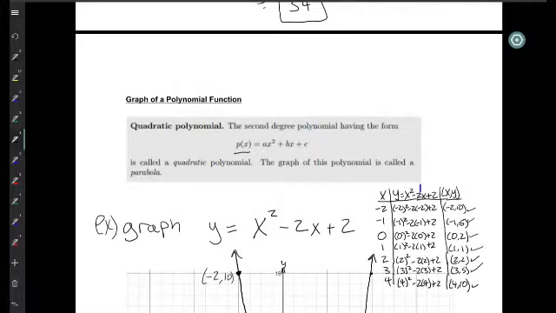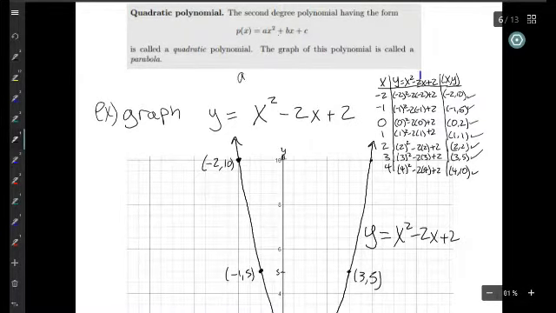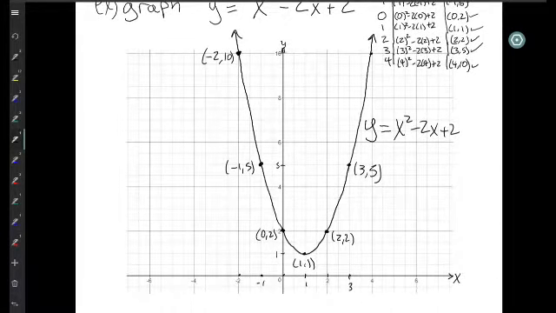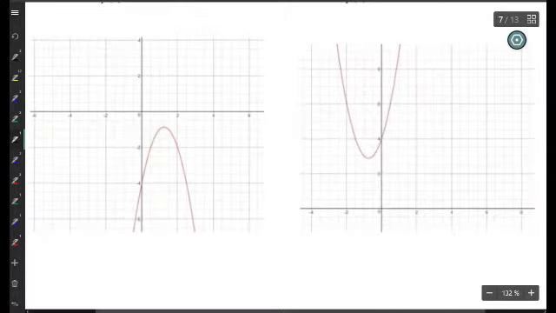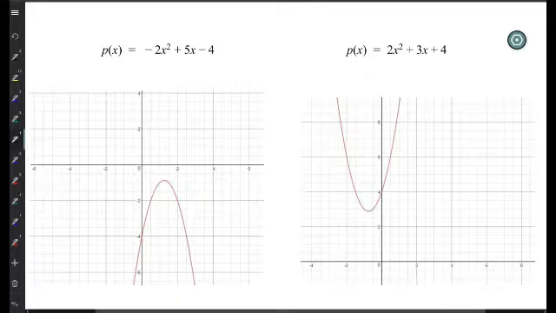So all of these functions of this form, ax squared plus bx plus c, like here, in this case, a is equal to 1, b is, well, plus is built into the formula, so b is negative 2, and c is 2. Anything of that form is going to have this U-shaped parabola graph. So here's a couple examples. Negative 2x squared plus 5x minus 4, and 2x squared plus 3x plus 4.